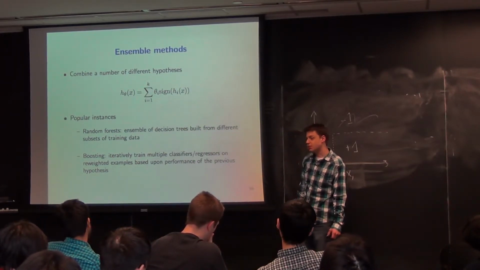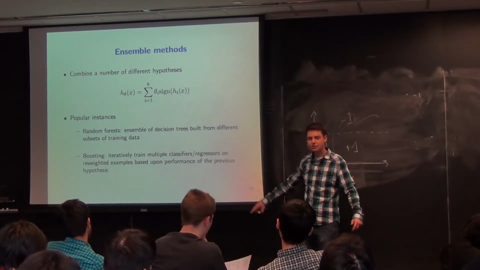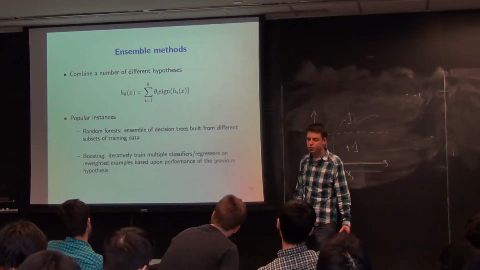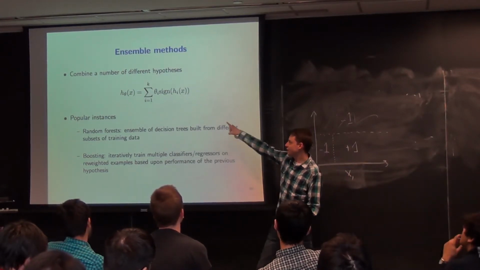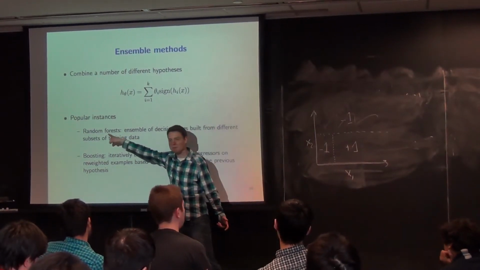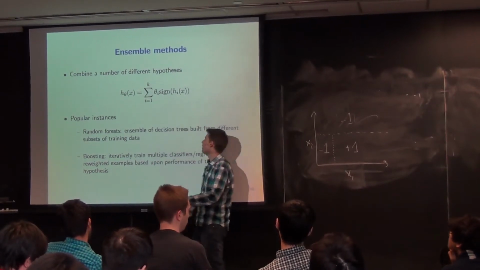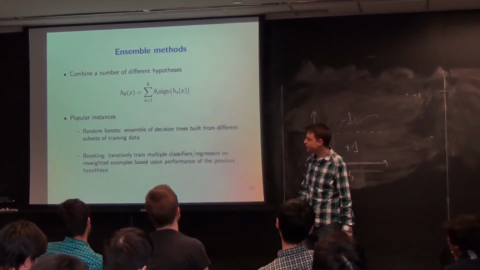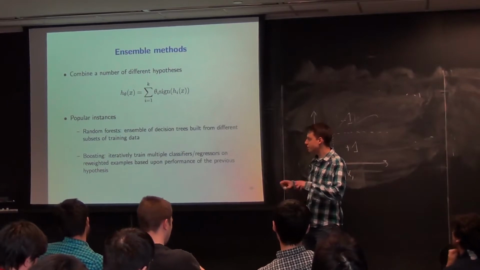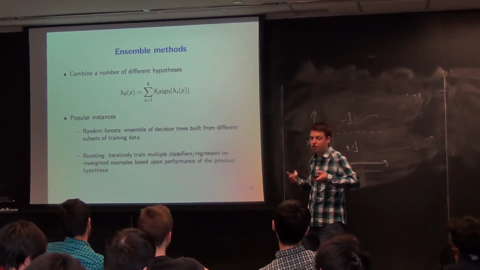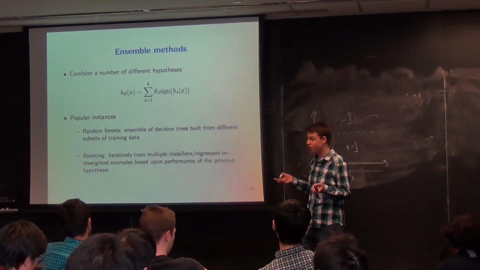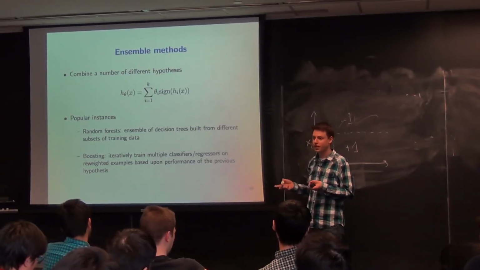Some popular examples of this, there are two very famous ones. They're called random forests and boosting. In random forests, the base classifiers are usually decision trees, hence the forest name, because lots of trees are a forest. And the idea is you create lots of decision trees based upon different subsets of training data, and usually just take a majority vote. That's all it is. And these work amazingly well for a simple algorithm.